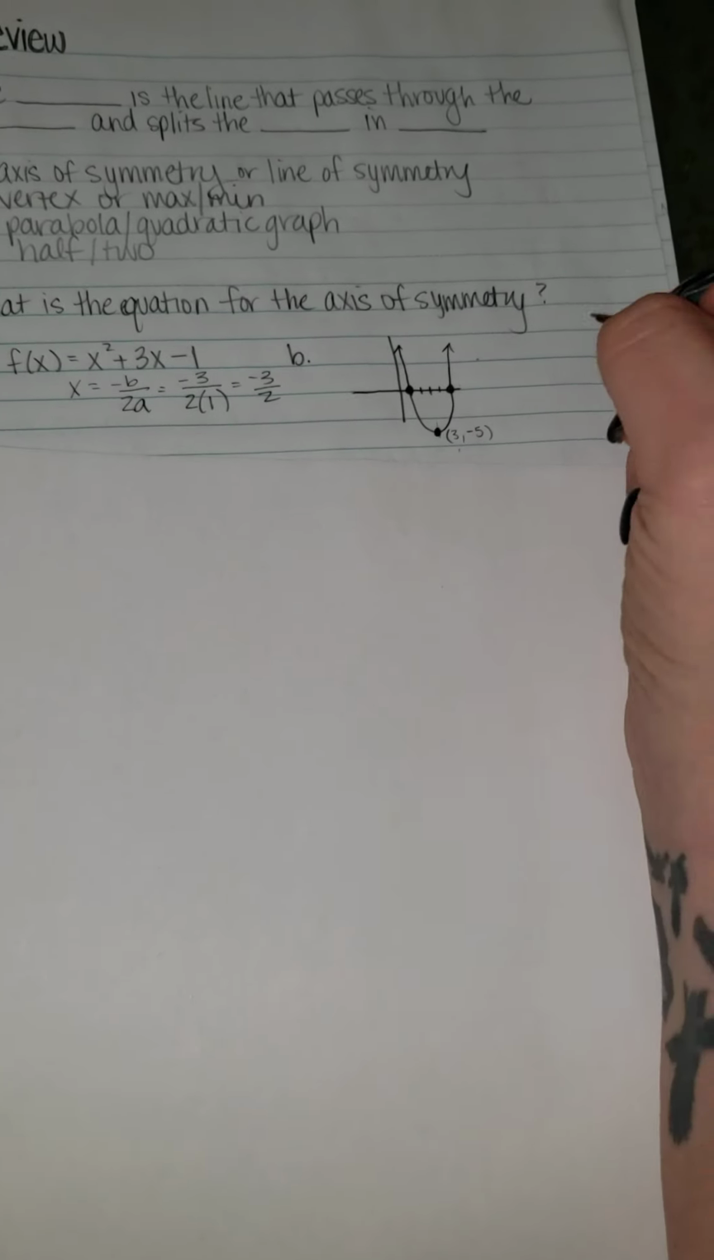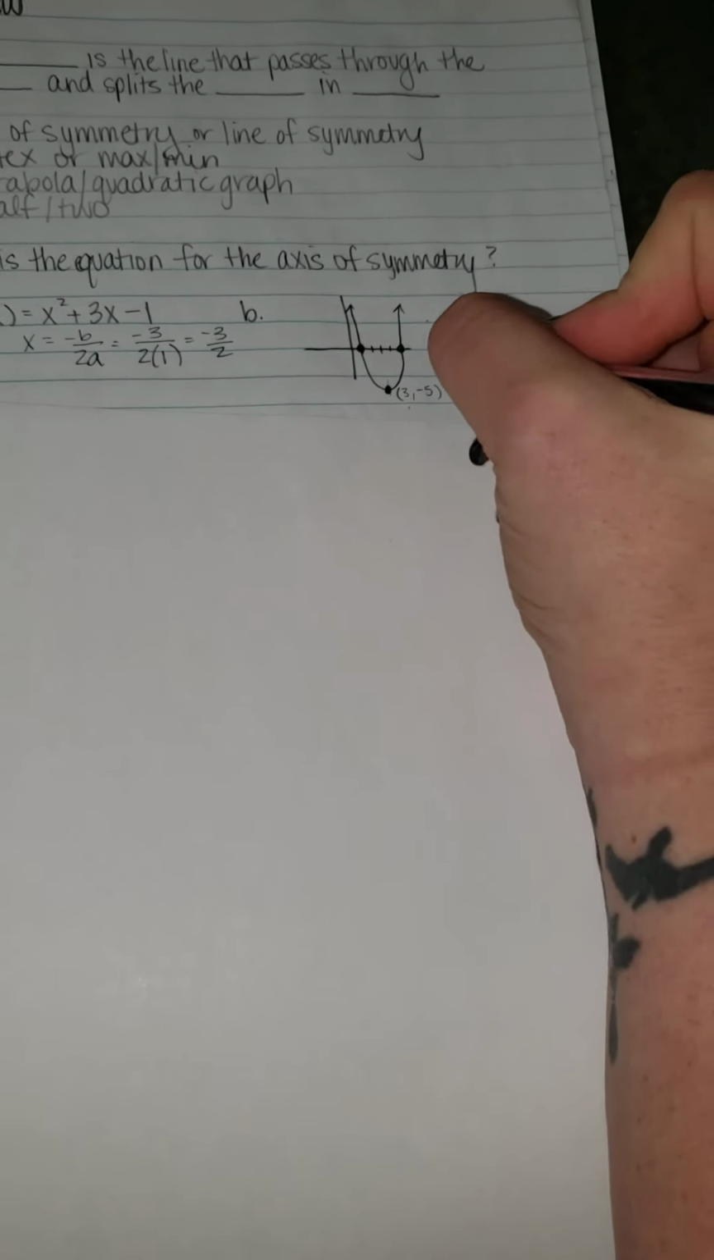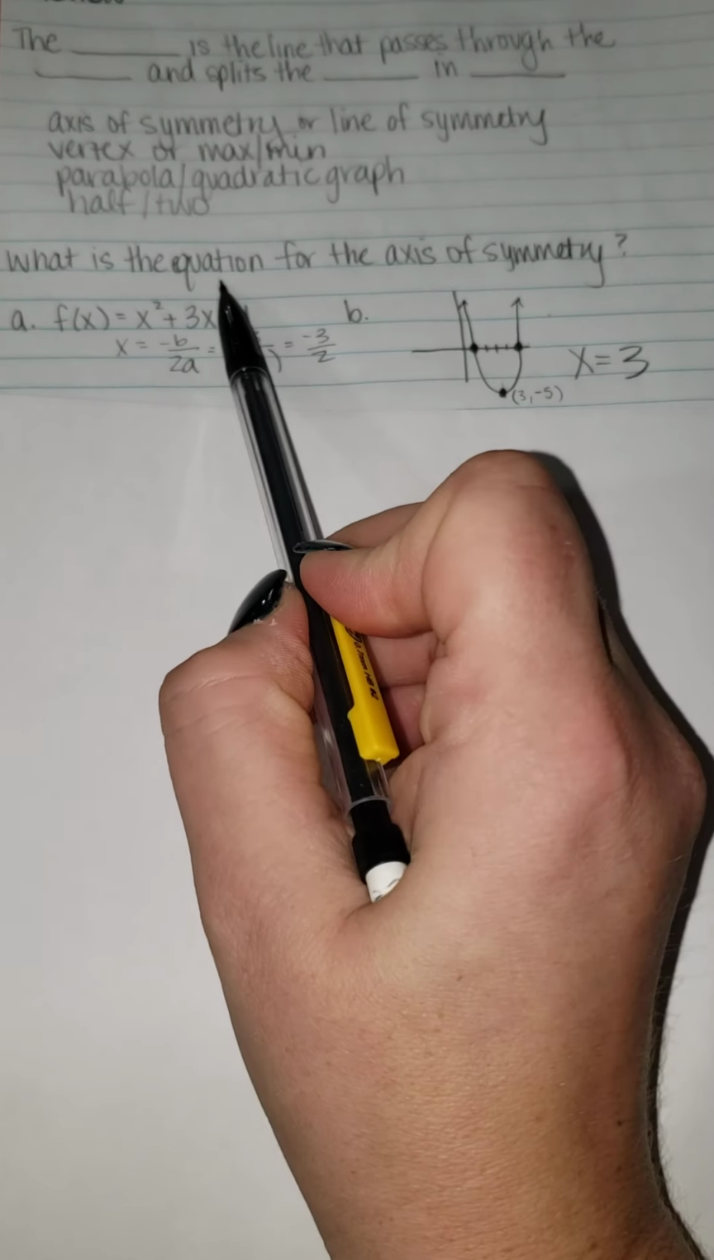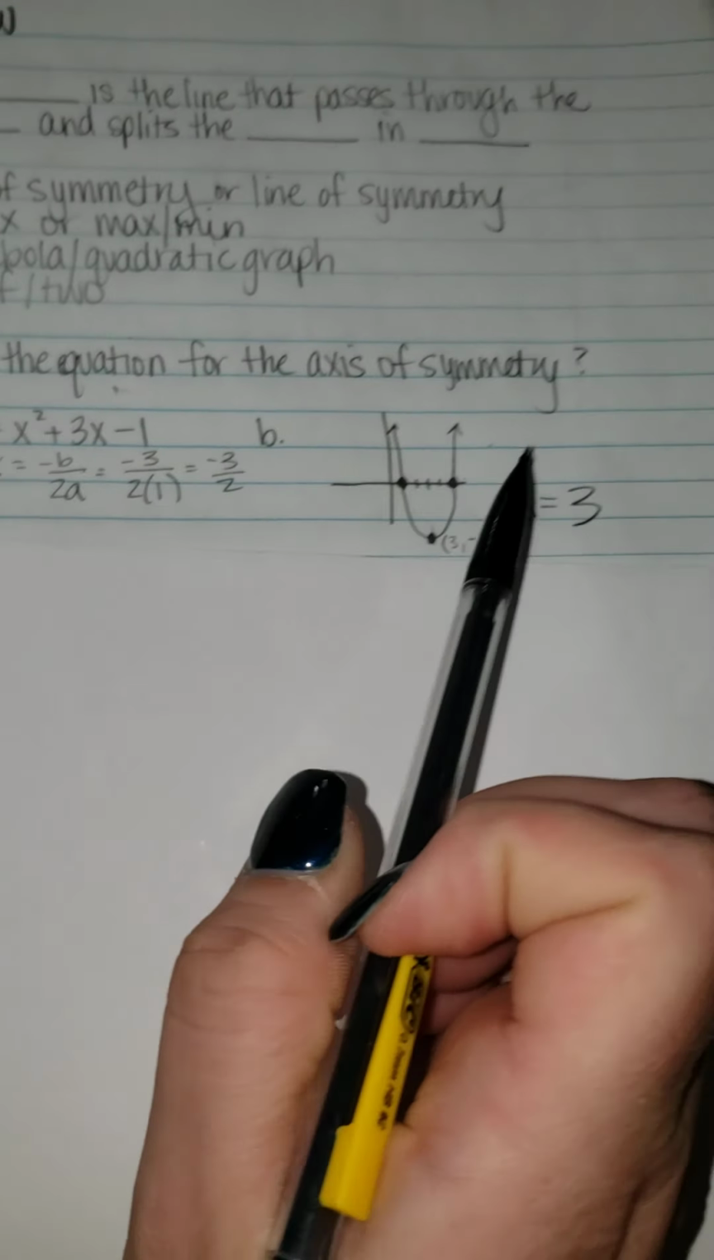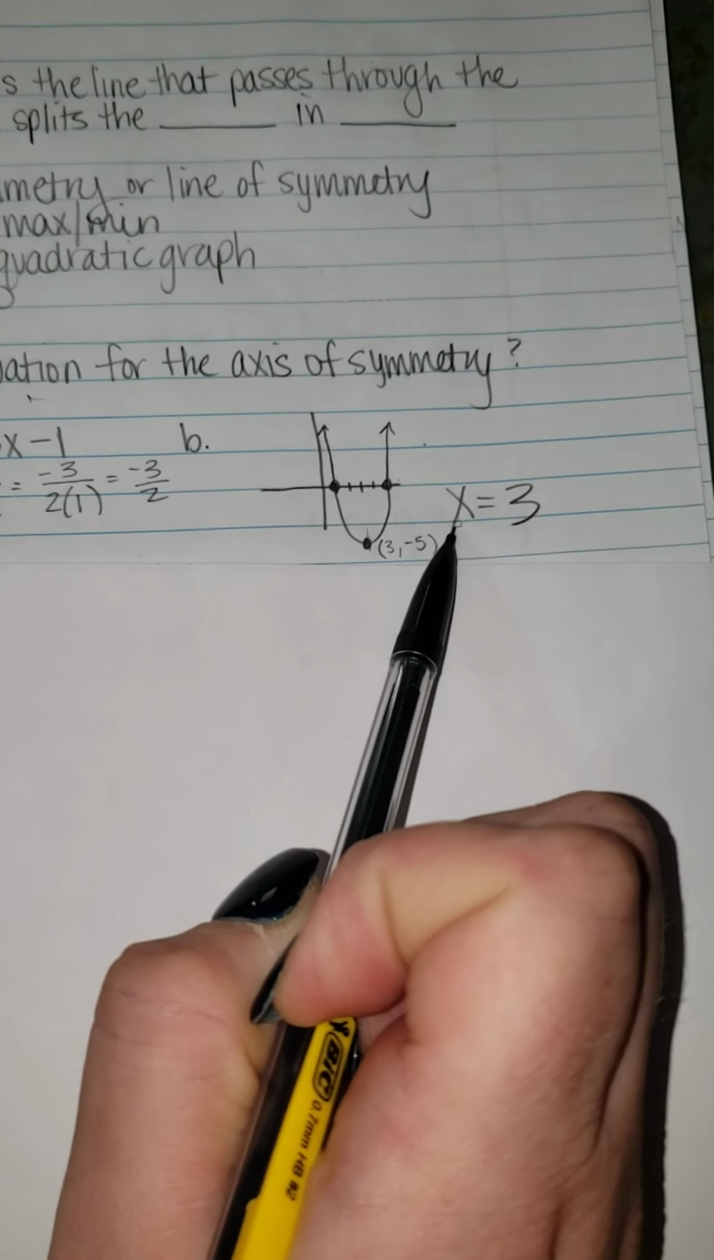And y'all should have caught it. Say no, Miss Mullins. It's x equals 3. Because it asks for the equation for the axis of symmetry. So the equation needs an equal sign. x equals 3.